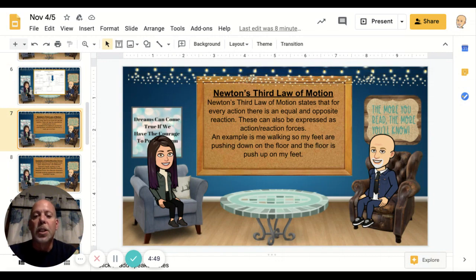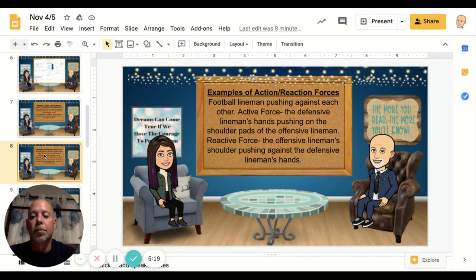So Newton's third law of motion specifically states that for every action, there's an equal and opposite reaction. These can also be expressed as action-reaction forces. An example is me walking on my feet. So my feet are pushing down on the floor and the floor is pushing back up on my feet. That is an action-reaction force. My feet pushing down is the action force. The reaction force is the floor pushing back up on it. All right? We're going to be doing a bunch of these.